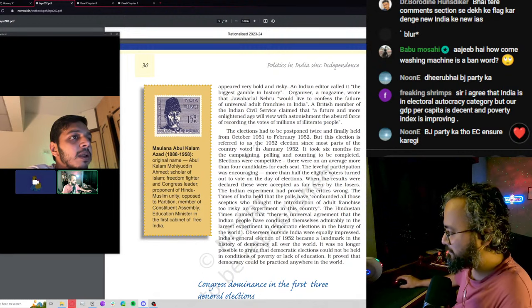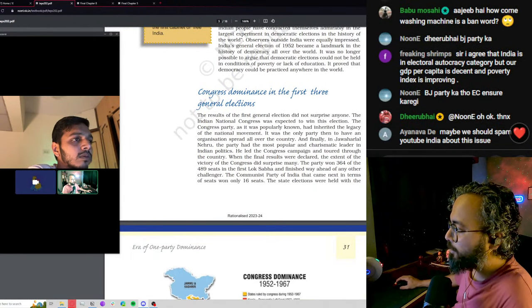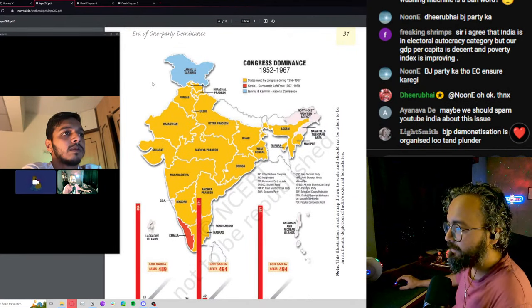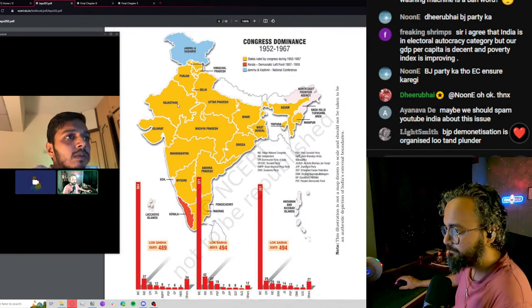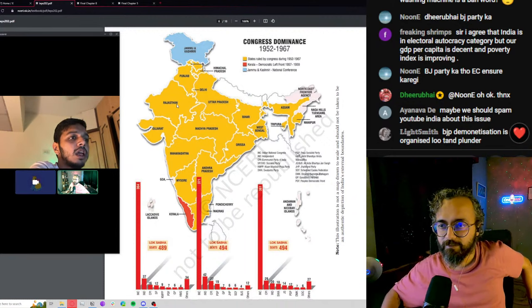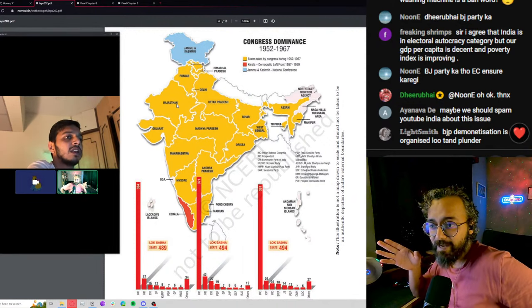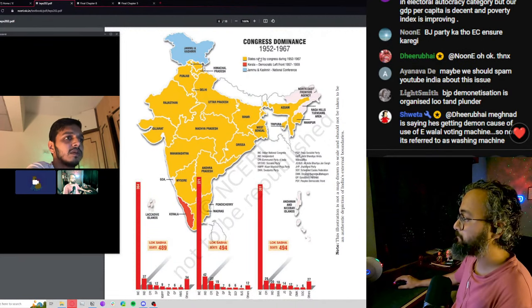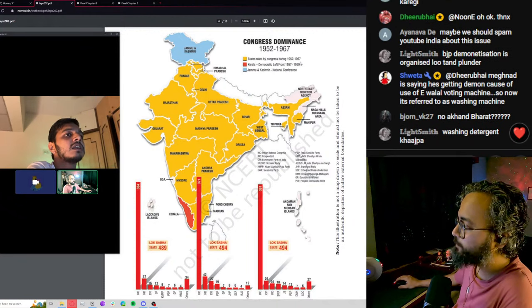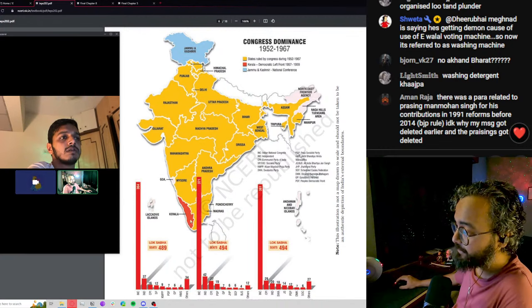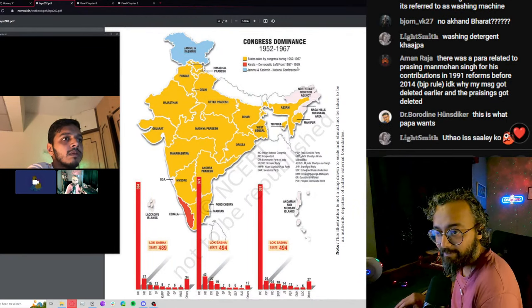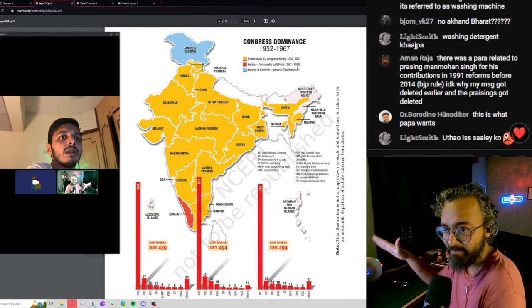Okay, wait, I wanted to go to one particular part. Congress dominance in first three general elections. The map is very fascinating. Go down to page number 31. The map is there. What is this craziness? Look at this map. So all the yellow is Congress. States ruled by Congress during 1952 and 1967. Kerala was the only sole state which was non-Congress, Democratic Left Front, from 1957 to 1959. You know why? Just 2 years. Because Nehru sir just dismissed that government.